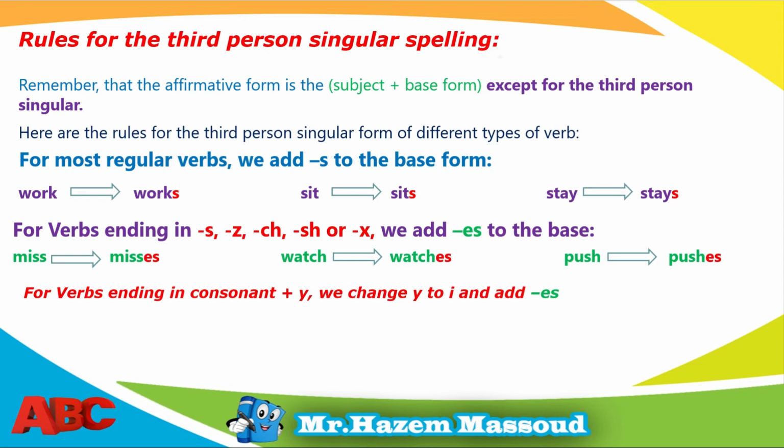For verbs ending in a consonant plus the letter y, we change y to i and add es. So if the verb ends in a consonant plus the letter y, I change the y to i. For example, cry. Here the verb ends in the letter y, and before y there is a consonant letter, so I change y to i and add es, so it will be cries. Hurry, hurries. Reply, replies.